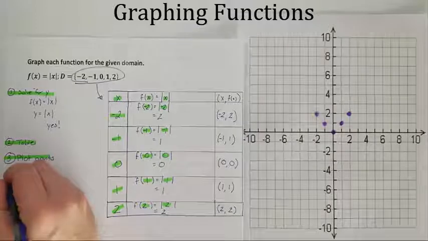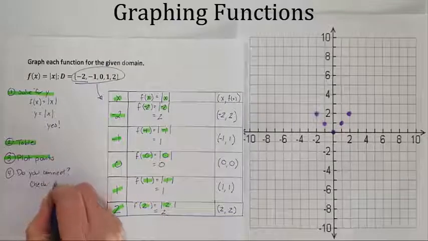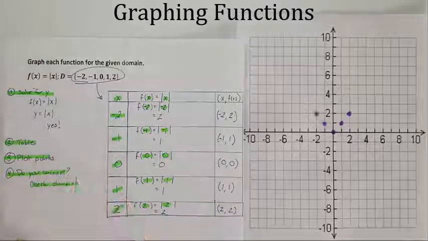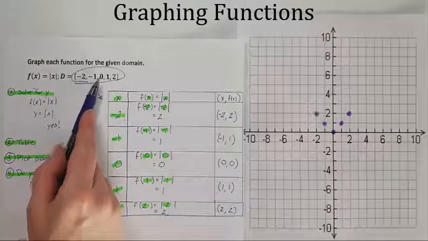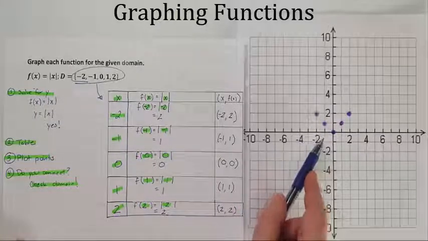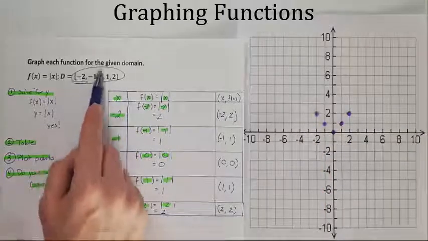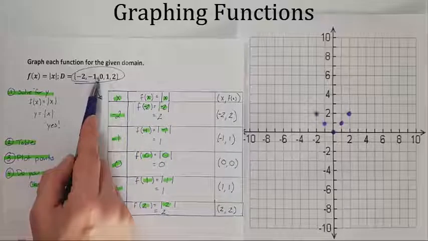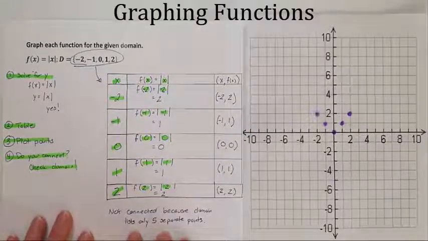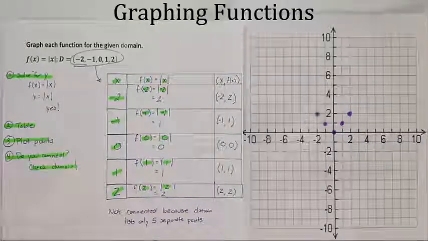And step 4 is you asking yourself, do you connect? And to see if you actually connect or not, you need to check the domain. The domain tells us what we should be doing. This particular domain says they only want 5 distinct separate points. I don't want anything in between. If I go ahead and draw a line in between, they're telling me that there's infinitely many domains. There's not. There's only 5 distinct separate points. So no, we do not connect because the domain lists only 5 separate points. If we were to connect, the answer would have been infinitely many points.